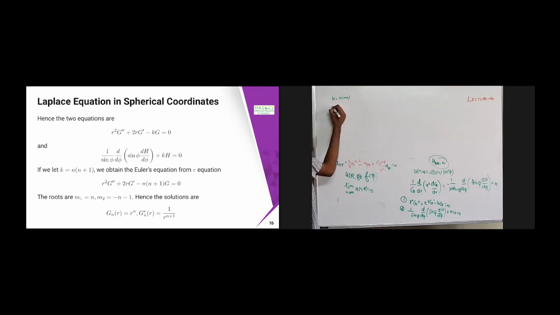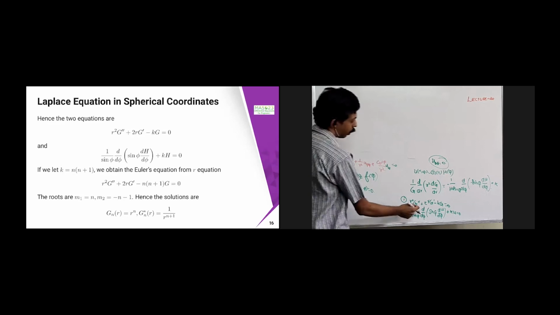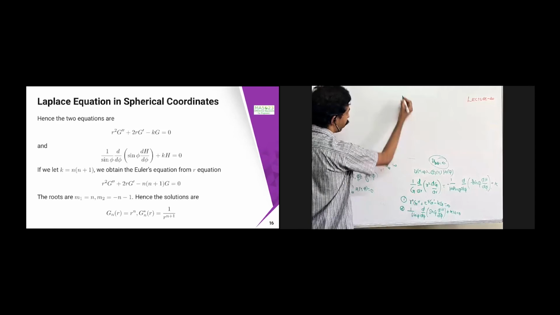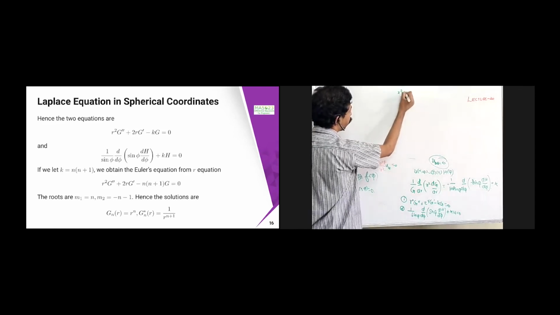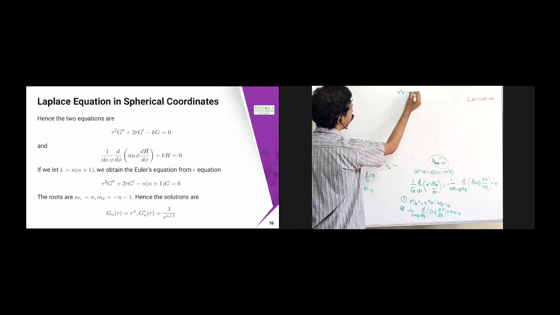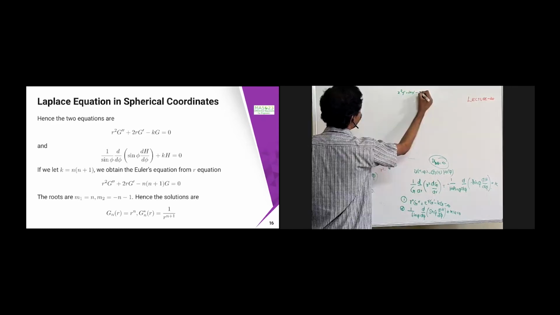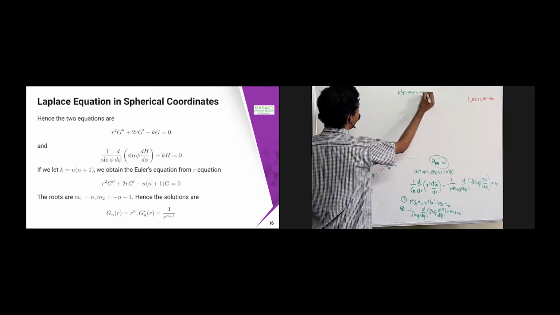Then the first equation I'm going to solve is nothing but the Euler equation. In the place of r square, think of x square. So this is something similar to x square y double dash plus 2x y dash minus k y equal to 0. So k I am assuming as n into n plus 1, giving x square y double dash plus 2x y dash minus n into n plus 1 into y equal to 0.